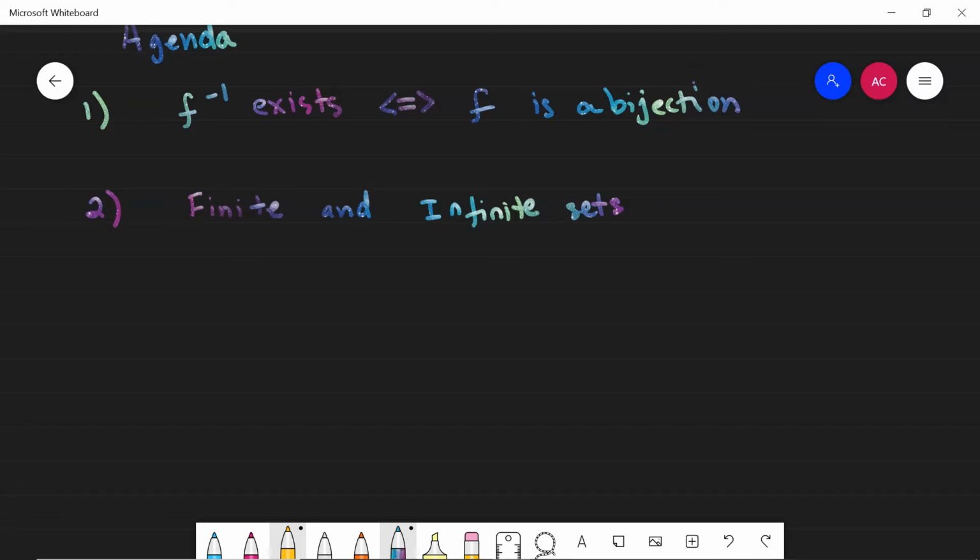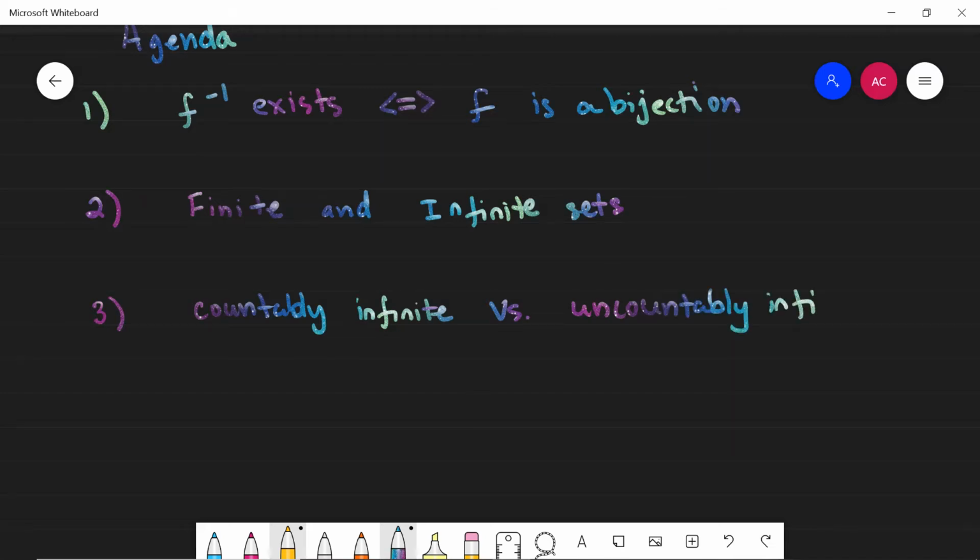Thirdly, we're going to start talking about countably infinite versus uncountably infinite. So, what do we want to do first?